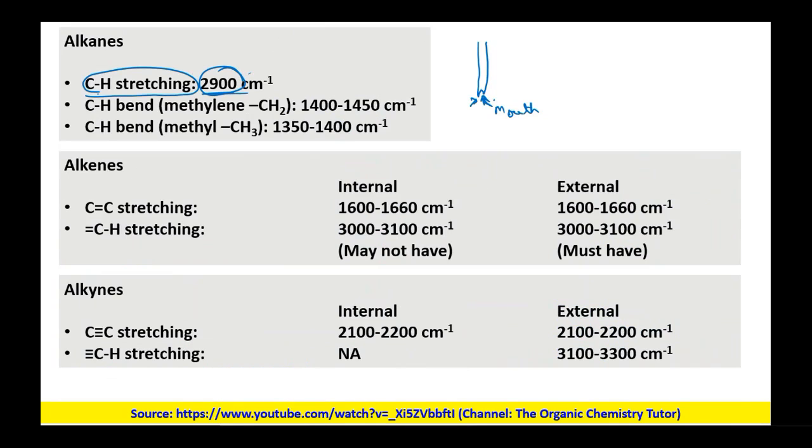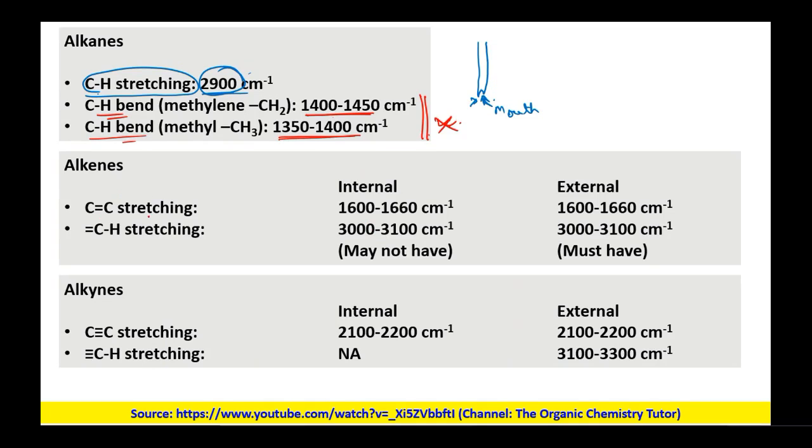Now CH bend for methylene group will be coming at around 1400 to 1450, and CH bend for methyl group would be coming at 1350 to 1400 centimeter inverse. However, since they are in the fingerprint region, we are not discussing it much.